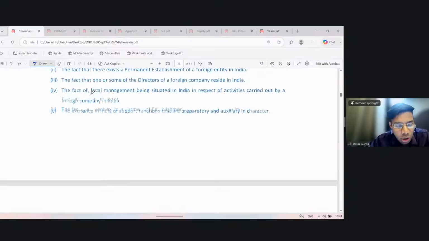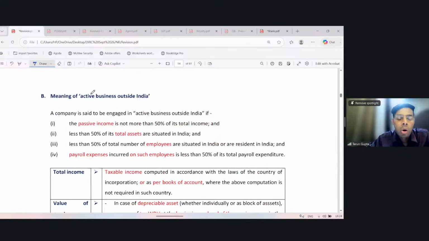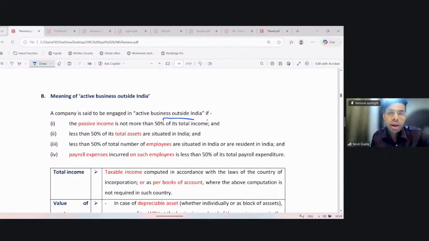Now let's see how we compute the active business outside India. So it says that how we determine whether the company is engaged in active business outside India or not. So it says that a company is said to be engaged in active business outside India, ABOI, if the passive income of the company is not more than 50% of its total income, and less than 50% of total assets are situated in India, and less than 50% of total number of employees are situated in India or are resident in India, and payroll expense incurred on such employees is less than 50% of its total payroll expenditure.